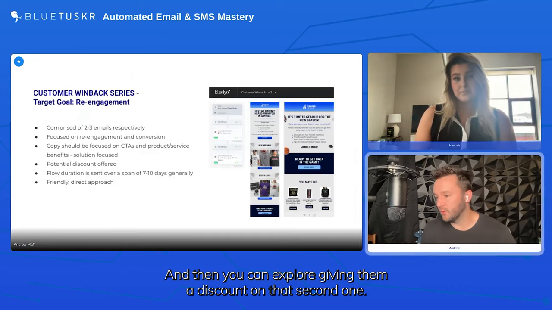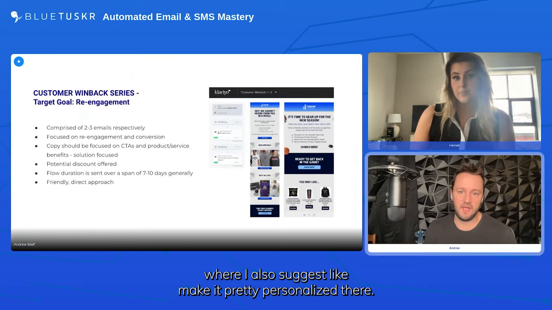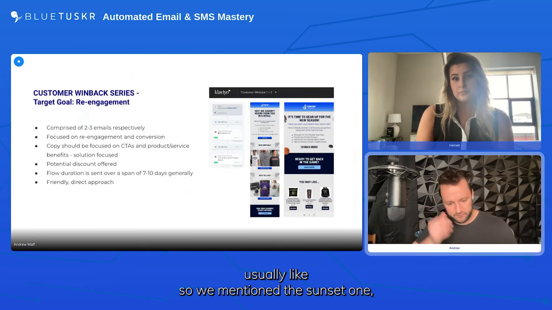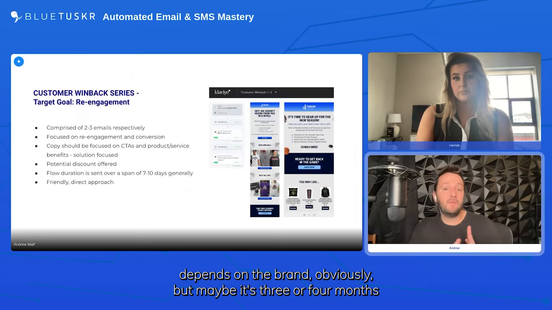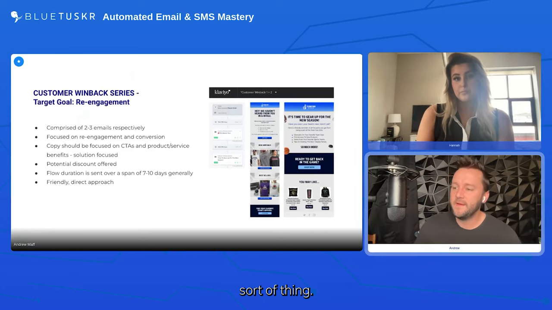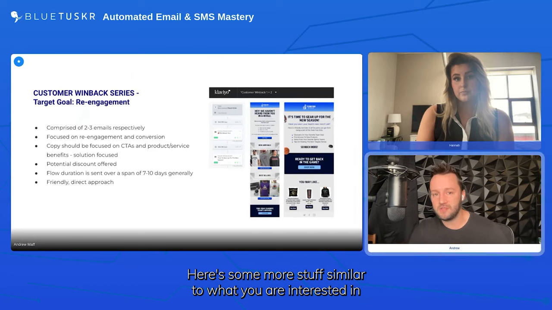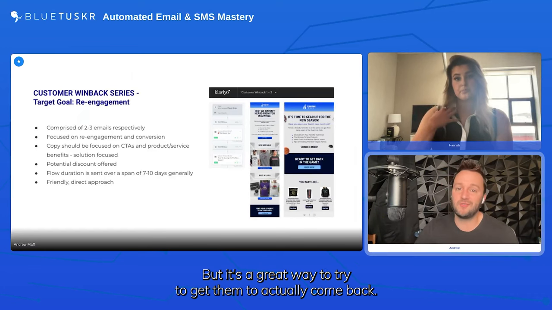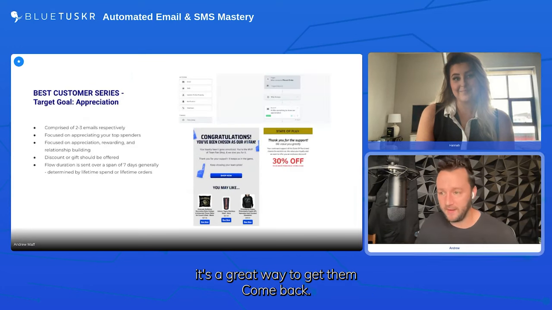Yeah. And then you can explore giving them a discount on that second one. Usually this is the one where I also suggest making it pretty personalized. Maybe they're still engaged. Maybe they're still interested. We mentioned the sunset one, let's say 6 months go by. This one depends on the brand, but maybe it's 3 or 4 months since they last purchased from you. So this is between the sunset and their first purchase. And I really like personalizing it: hey, it's been a while since you shopped with us. Here's some more stuff similar to what you were interested in, because that's why they originally came to you. It's a great way to try to get them to actually come back. Maybe they just forgot about you. Who knows? Hopefully that's not the case, but it's a great way to get them to come back.